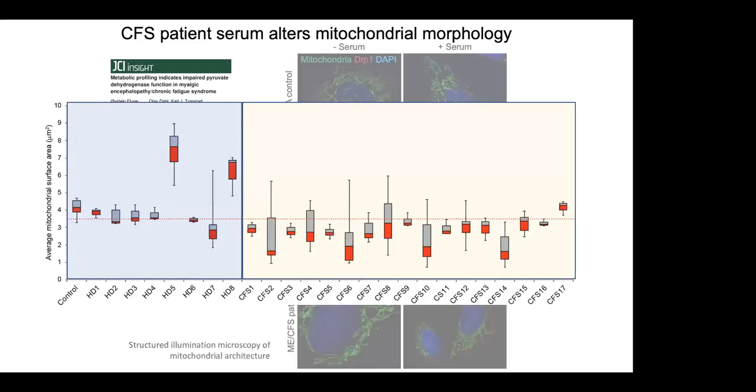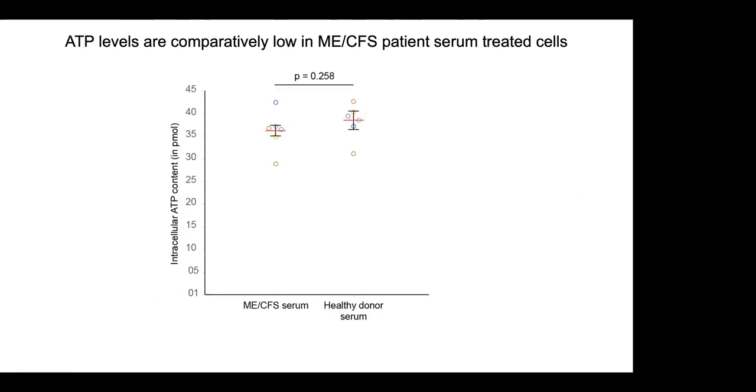For example, over here, we grow the same cells in the presence of healthy donor serum, as well as, for example, 17 serum samples from CFS patients. You can clearly see that in healthy donors, most of the mitochondria is beyond the average mitochondrial surface area. Whereas in ME/CFS patients, the mitochondria is mostly fragmented, and the average mitochondrial surface area falls below the size of the mitochondria. This is a very characteristic feature that we have observed in ME/CFS patients. And not only the fragmented mitochondria, we also see that the amount of ATP inside the cell goes down in the presence of the ME/CFS patient serum. It's not very significant over here, but still we see a decrease in ATP content in the cell.